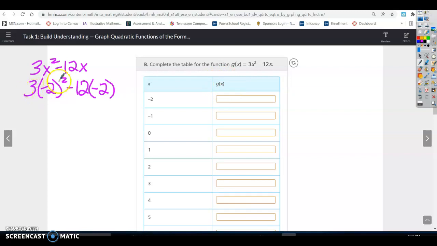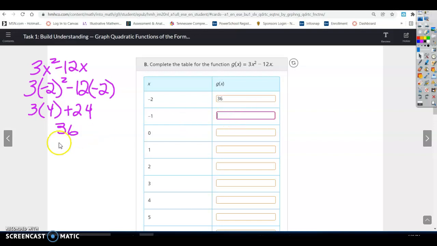All right, so we simplify this. You have to do order of operations. So -2 squared first. Before you multiply, do -2 squared. So 3 times -2 squared is 3 times 4. Remember, anything squared becomes positive. And then -12 times -2 is plus 24. So 12 plus 24 is 36. So the number that goes in the first blank is 36.